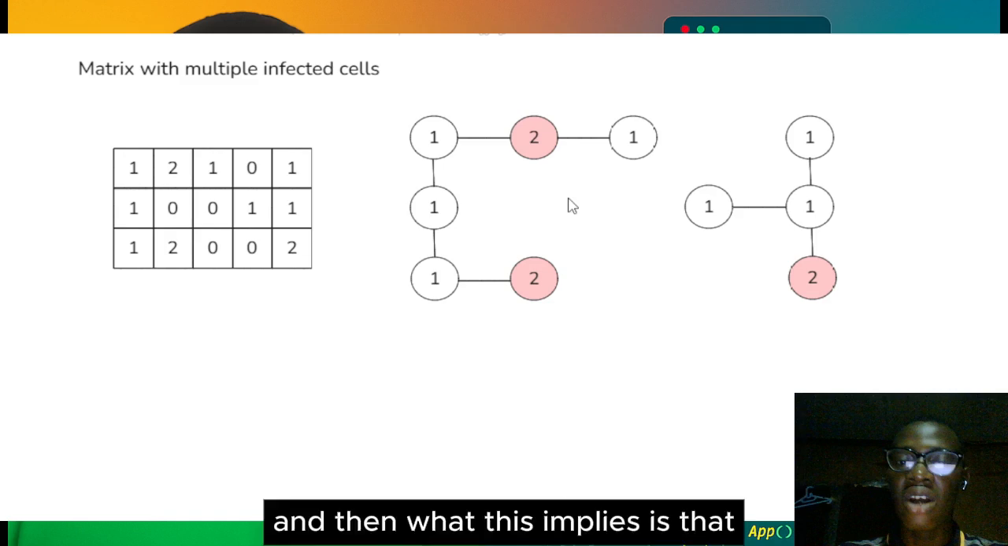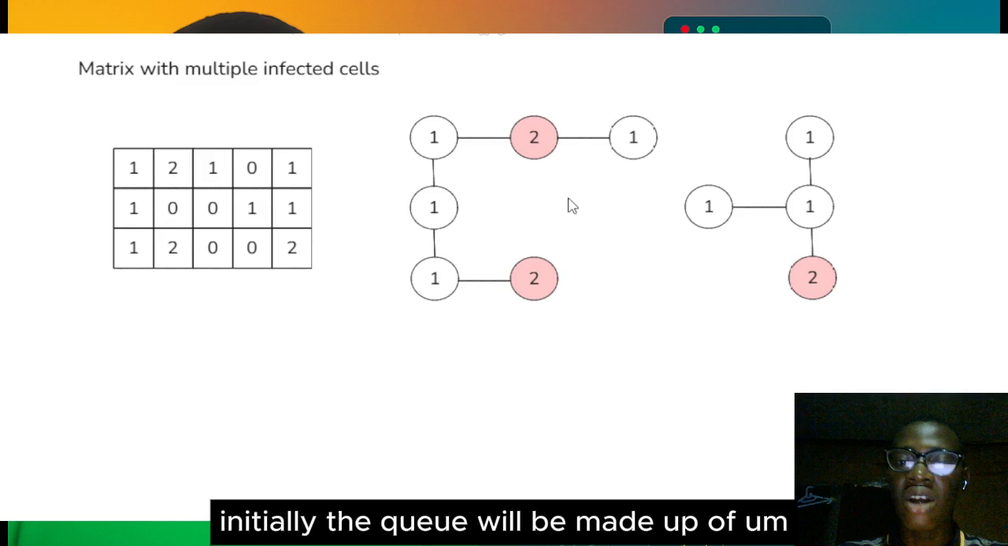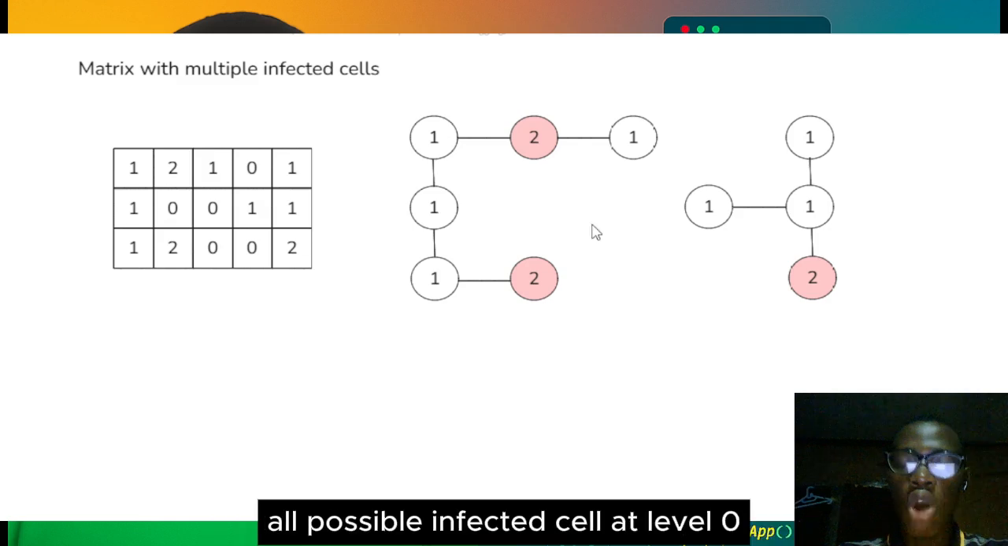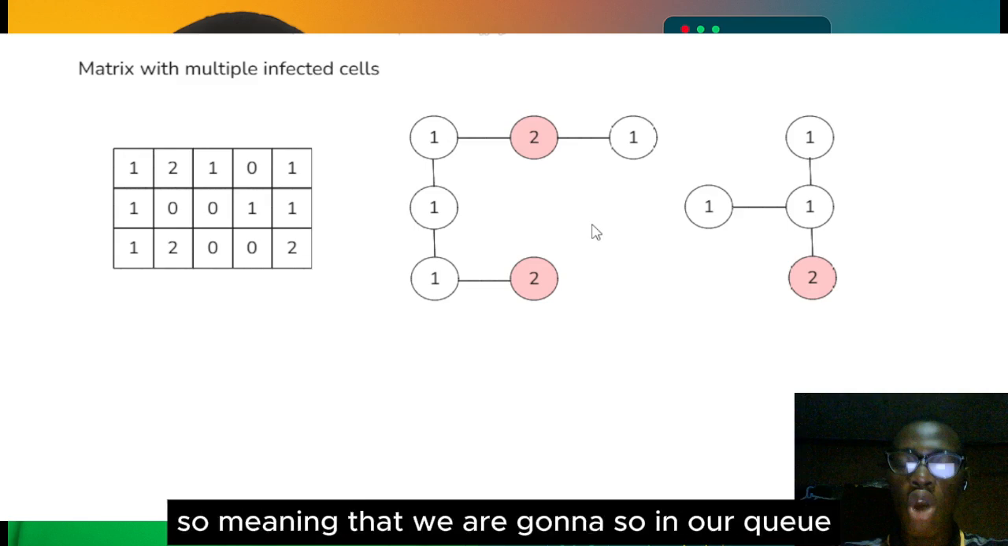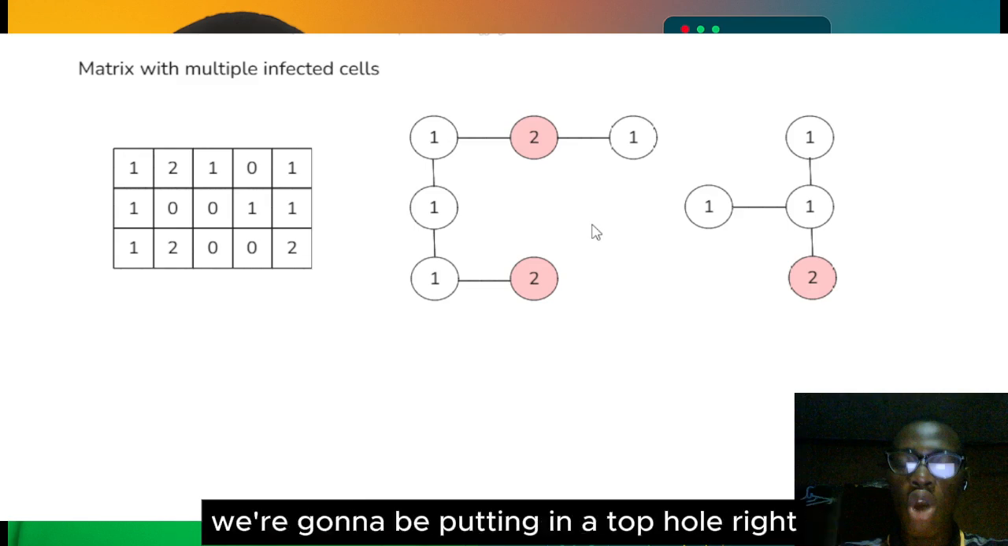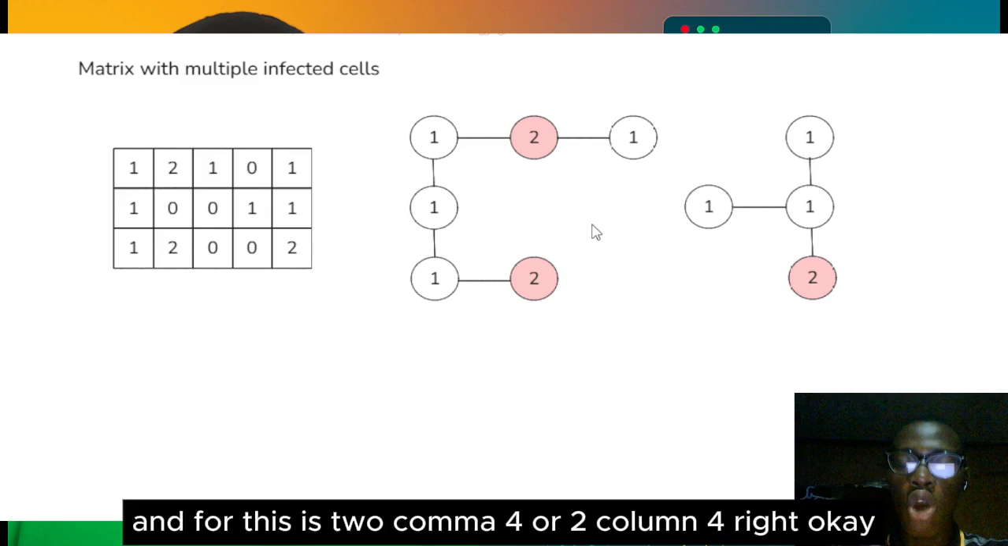So what this implies is that instead of just adding one of the infected cells into the queue, initially the queue will be made up of all possible infected cells at level 0, so that all of these possible infected cells are going to give birth to the next possible infected cells, which is going to be the new level 1, right? So in our queue we're going to be putting in a tuple, which is the coordinate of each of the infected cells. So this is 0,1 for this, and this is 2,1, I mean row 2 column 1, right? And for this it is 2,4, row 2 column 4, right?